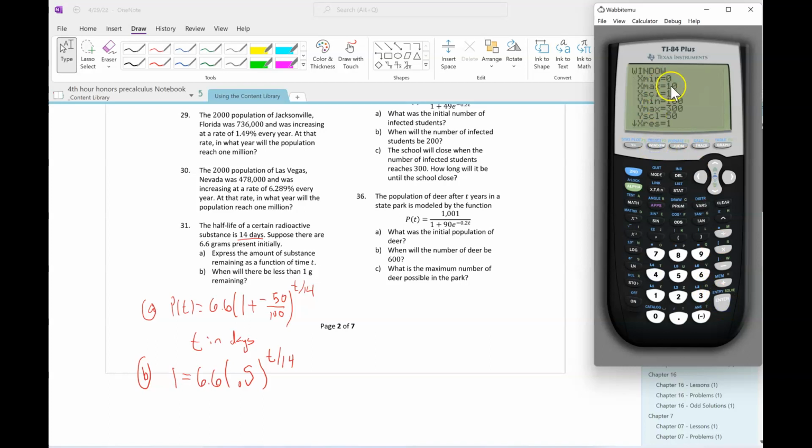So let's think about this. We start with 6.6. Half of that's 3.3. Half of that's like 1.6-ish. And then half of that is going to be less than 1, right? So how many half-lives did we do there? 4, I think. Or 4 or 5, it doesn't really matter. Either way, that'll be less than 100 days, right? So I'm going to just use 100 days there because it's a nice round number for my window.